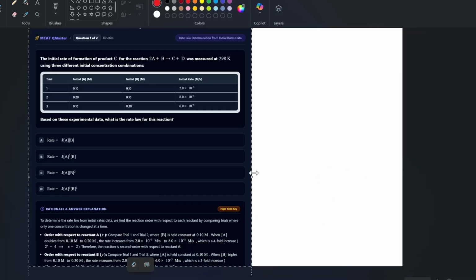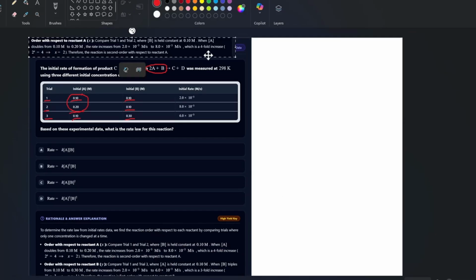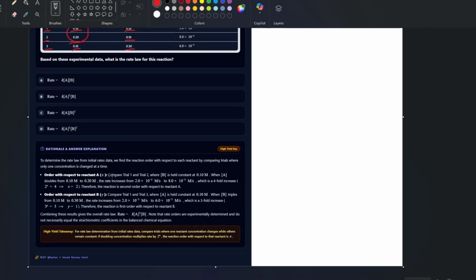So we're going to do it step by step using the exact solution that was given, which is actually a really good solution. So here we have order with respect to A. Like I said, we're trying to find A and then B. So we're going to do A first. We're finding A, so compare trial 1 and 2.